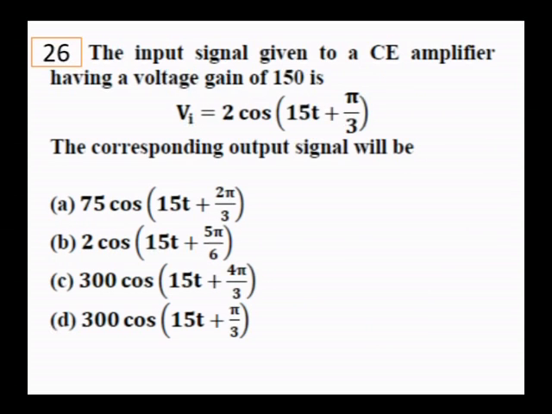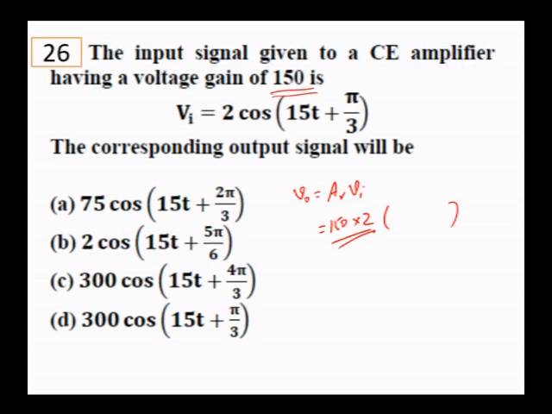The input signal given to a CE amplifier having a voltage gain of 150 is given by Vi equal to 2 cos(15t plus pi by 3). The corresponding output signal V0 will be equal to AV into Vi. So AV they have given 150. So 150 magnitude wise into 2, so 300 will come, and then the rest of the equation.